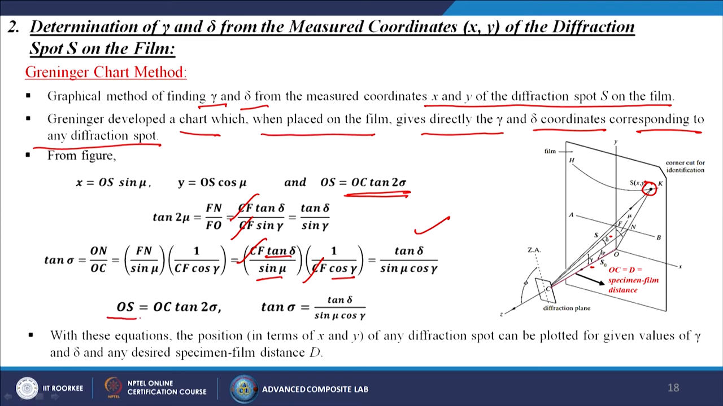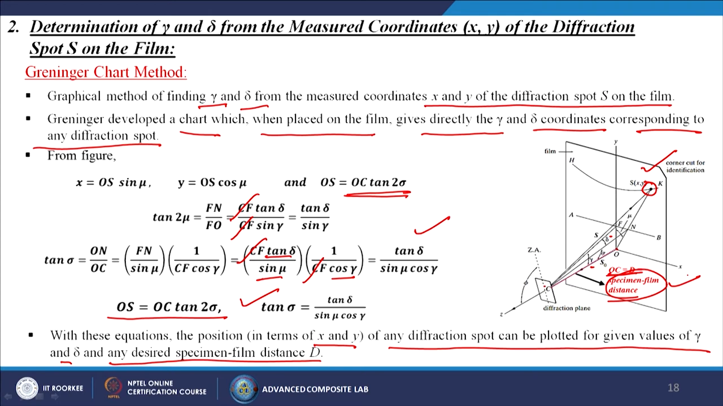So, in this case, OS is equal to OC tan 2 sigma, tan sigma is equal to tan delta by sin mu cos gamma. With these equations, the positions in terms of x and y of any diffraction spot can be plotted for a given value of gamma and delta and any desired specimen film distance d. So, in this case, this OC is equal to d, which is nothing but the specimen film distance over there.